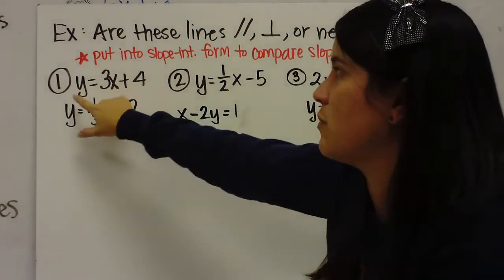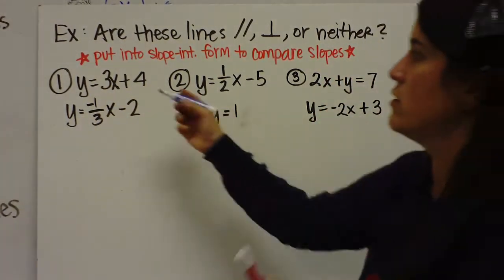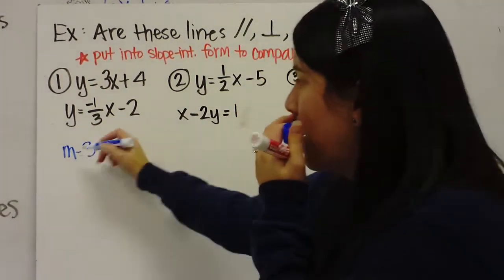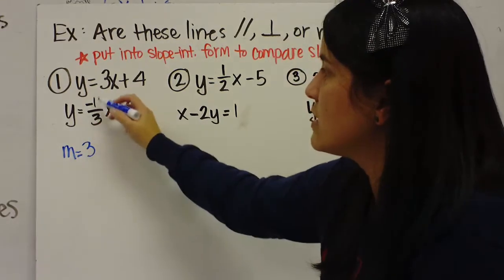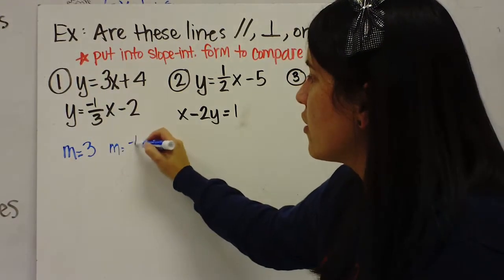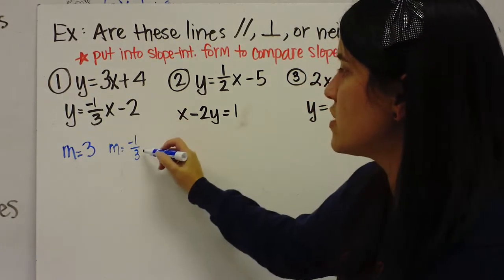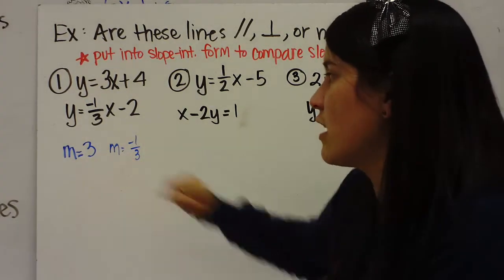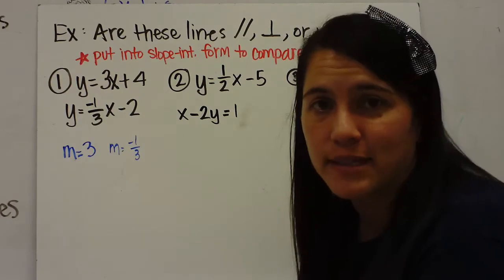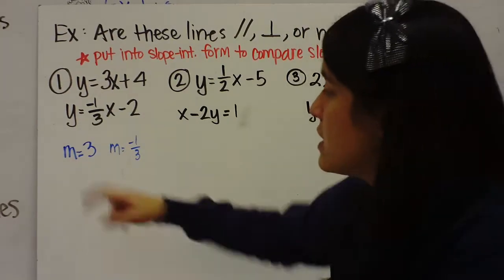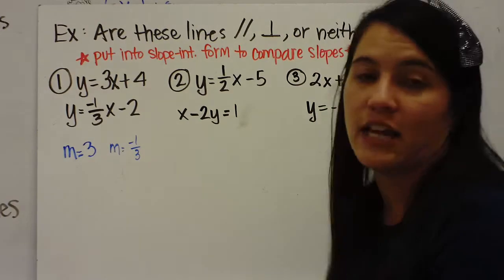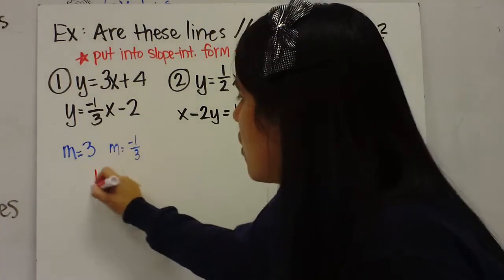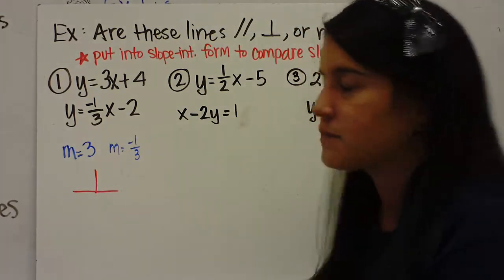So let's look at this first example. Y equals 3x plus 4. So my m is 3. Y equals -1/3 x minus 2, so my slope is -1/3. Now let's examine our slopes. We have a 3, we have a -1/3. Definitely they're opposites. Then you just have to decide if they're reciprocals. Are they flipped? And the answer is yes, these are flipped. They're opposite reciprocals, so these lines are perpendicular.